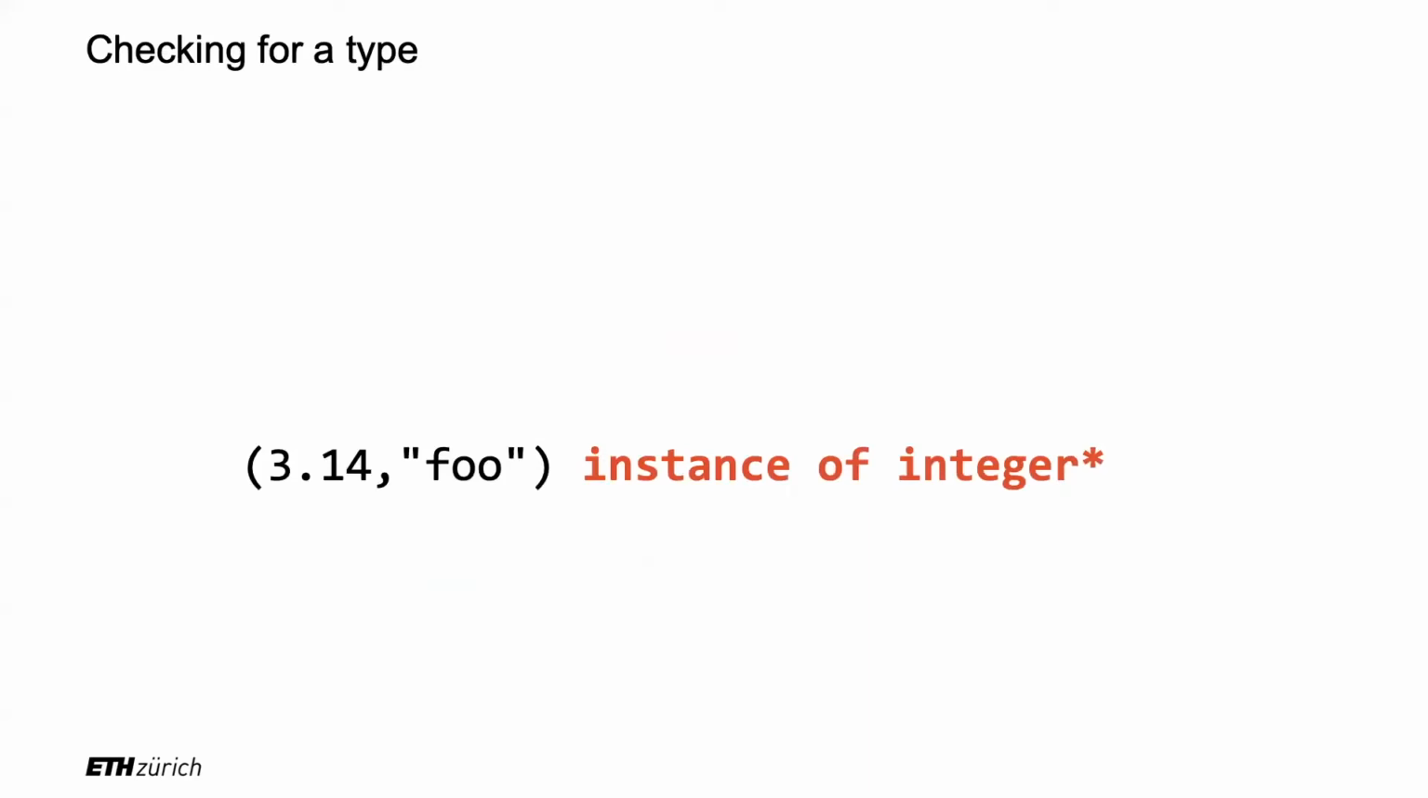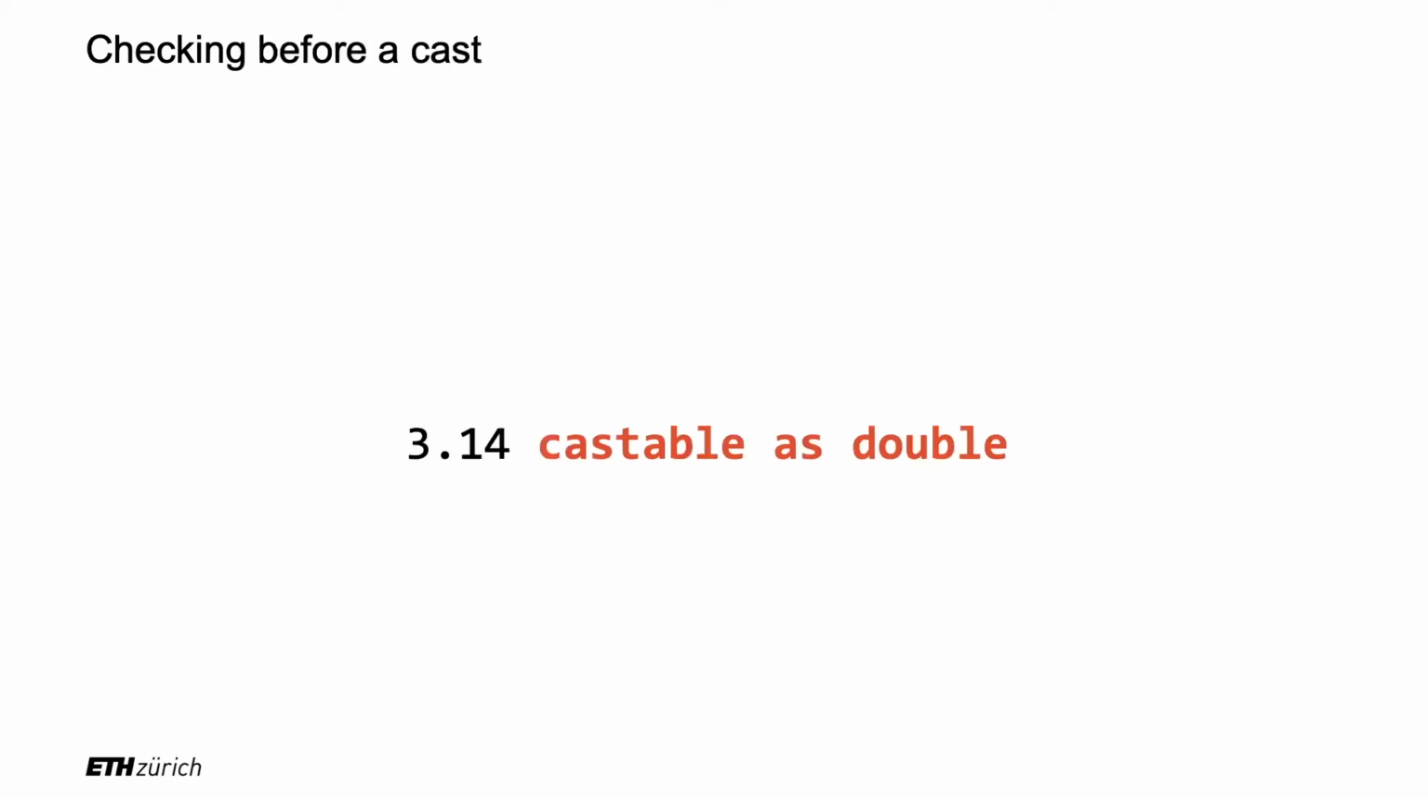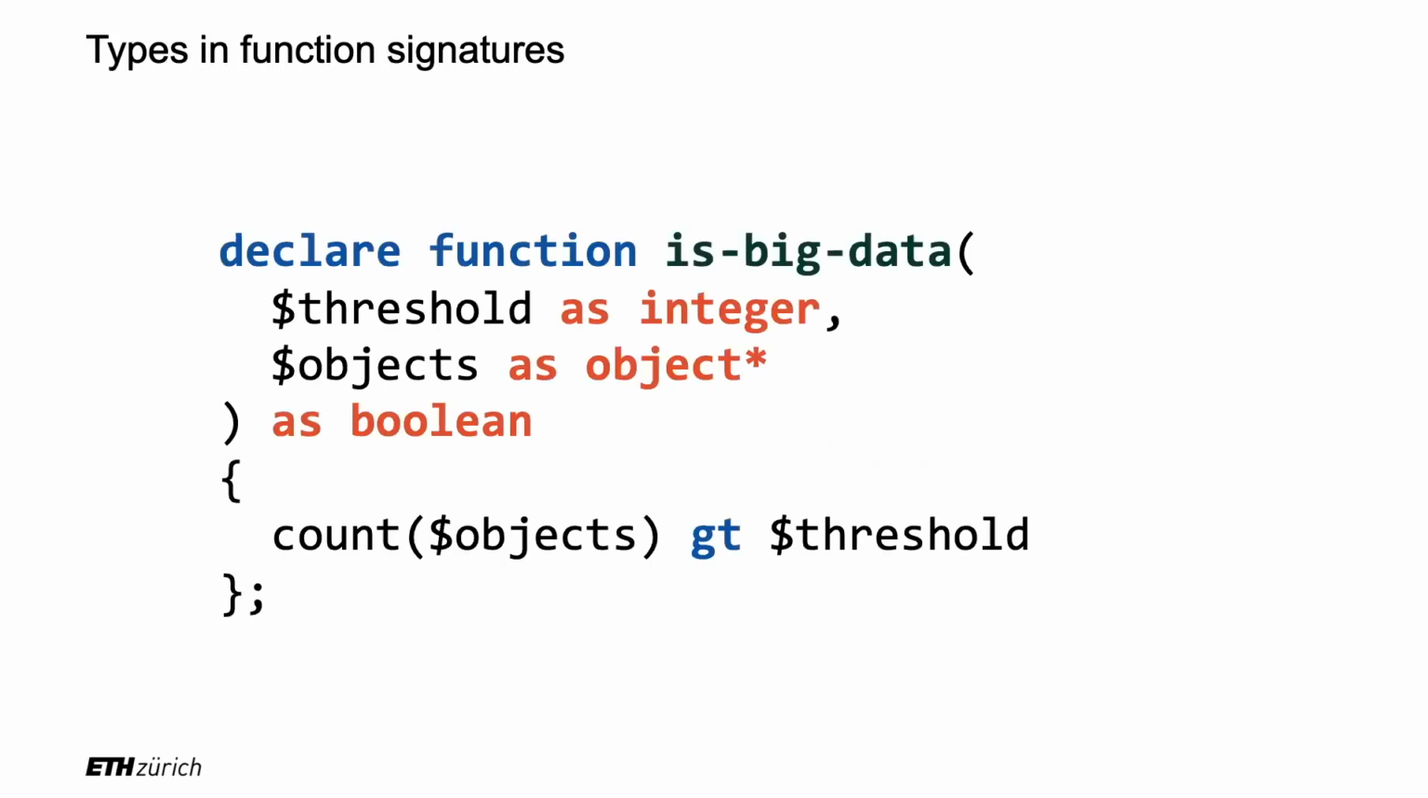You can test, just like in Java, is it an instance of integer star? Obviously, that's going to say false, because foo is not an integer. 3.14, castable as double. You can test whether or not it can be cast as a double. So here, obviously, yes, you can cast that as a double number. And when you have functions, because yes, you can also have functions, you can define the type of each parameter like that and the return value. So here it's a function that takes an integer, a sequence of objects, and returns a Boolean.